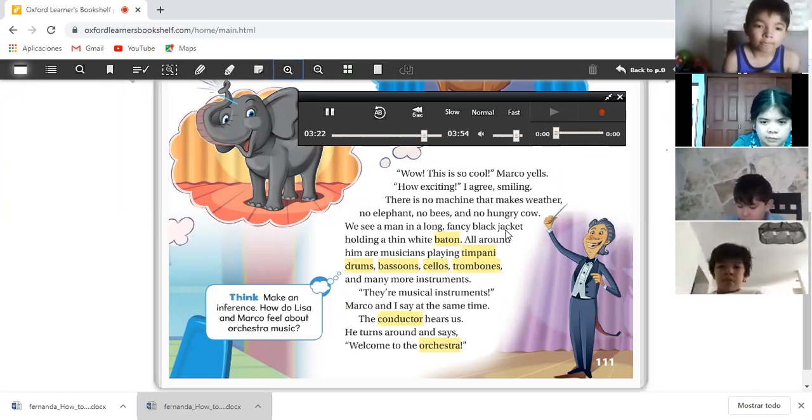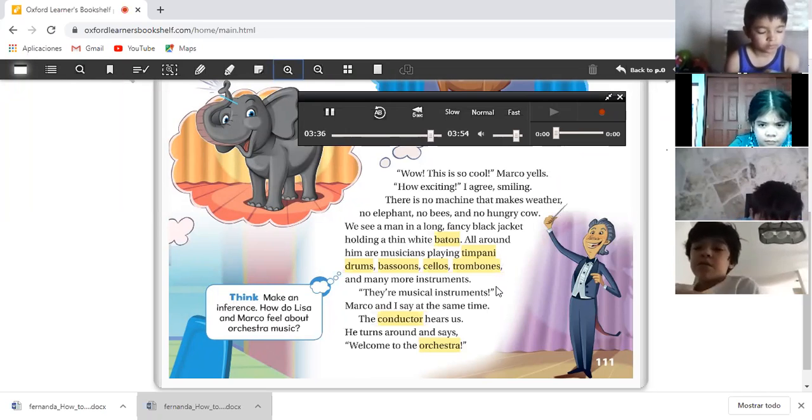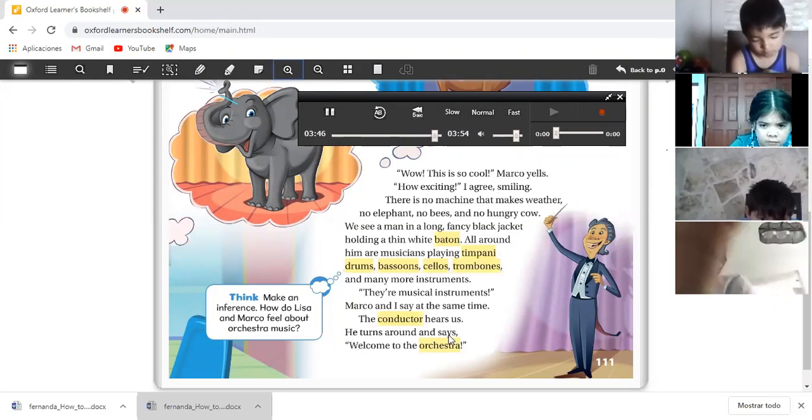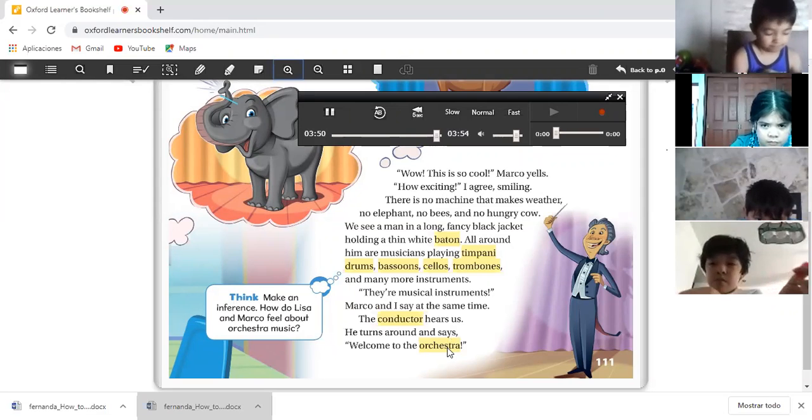We see a man in a long, fancy black jacket holding a thin white baton. All around him are musicians playing timpani drums, bassoons, cellos, trombones, and many more instruments. They're musical instruments, Marco and I say at the same time. The conductor hears us. He turns around and says, welcome to the orchestra.